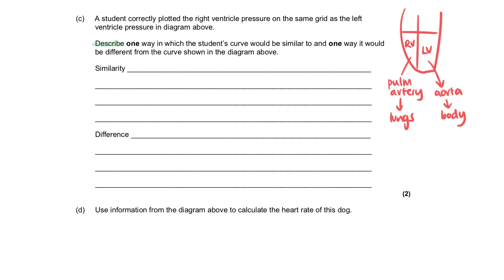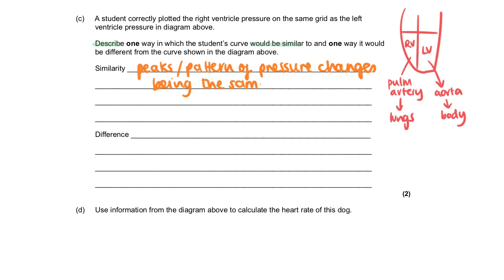Now what we need to do in this question is describe, so tell me what I expect to see, one way in which the student's curve would be similar and one way it would be different from the curve shown in the diagram above. So basically, what is the pressure going to look like in the right ventricle compared to the left ventricle? And this again requires knowledge of the anatomy of the double circulatory system that we see in the heart. So a similarity is that we are going to see peaks or the pattern of pressure being the same.